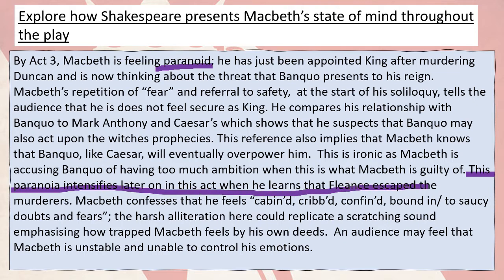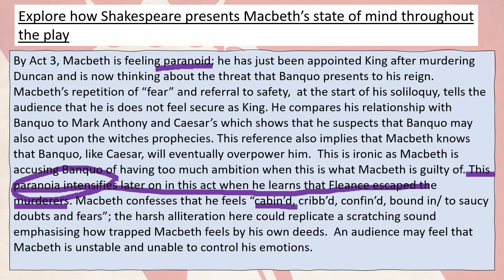So in the previous slide, we noticed that what was lacking was a reference to another piece of evidence from another part of the play. So this is from the same act, Act 3, but just later on in that act. And this phrase here, paranoia intensifies, is good because it suggests character development or character change, which is always something that you should consider. Macbeth confesses that he feels cabined, cribbed, confined, bound in to saucy doubts and fears.